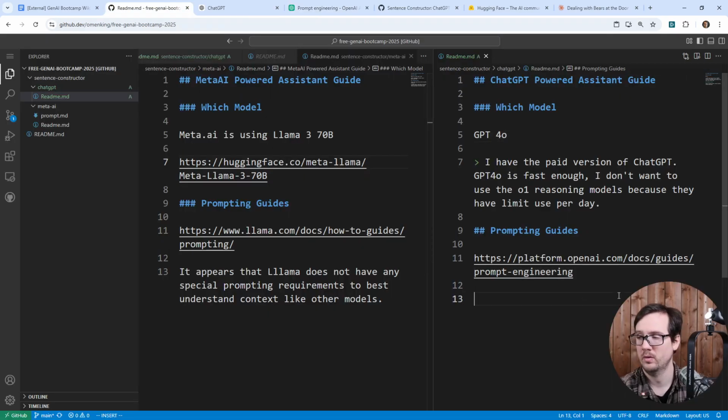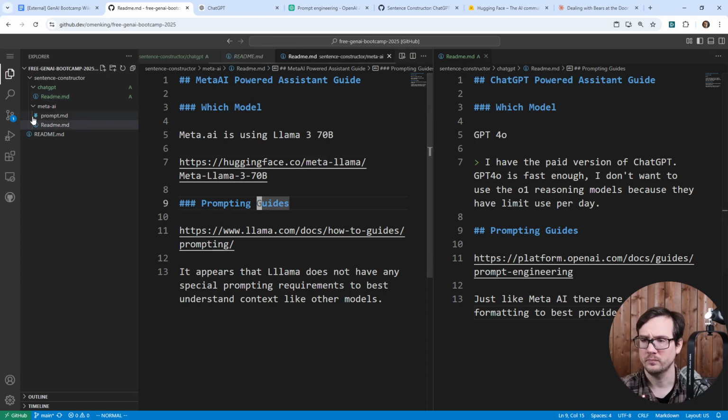I'm going to say, just like Meta AI, there are no specific formatting requirements, to best provide context. Okay. And so we're going to go ahead here and make our prompt. I'm just going to start with a markdown file.